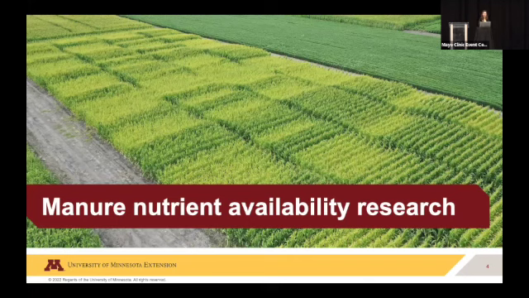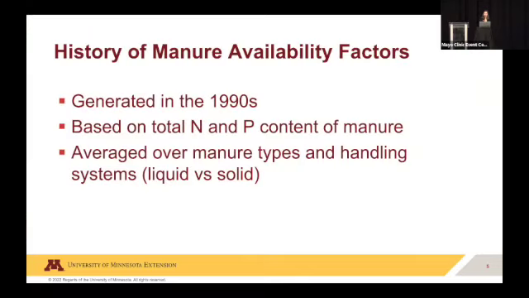We've done some research on some of these manure availability factors. I want to start a little bit with the history of where we started from. Back in the 1990s, there was an effort to start looking at manure as a nutrient resource and trying to figure out how we can use this as a resource rather than a waste. Some of our manure availability factors were generated back then, and they're based on the total nitrogen and phosphorus content of the manure. They're also averaged over manure types and handling systems, considering liquid versus solid. Here's a summary of what this looks like.